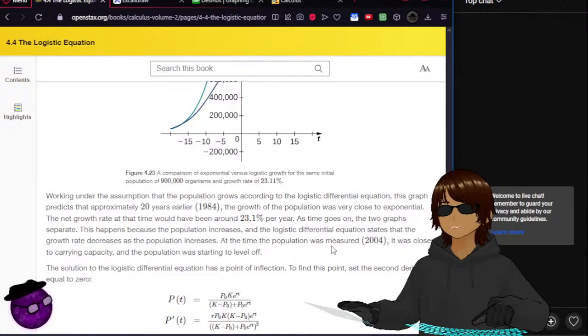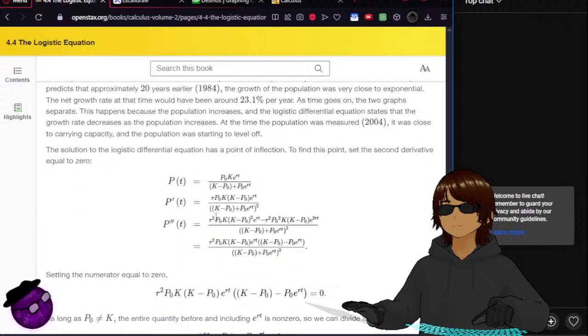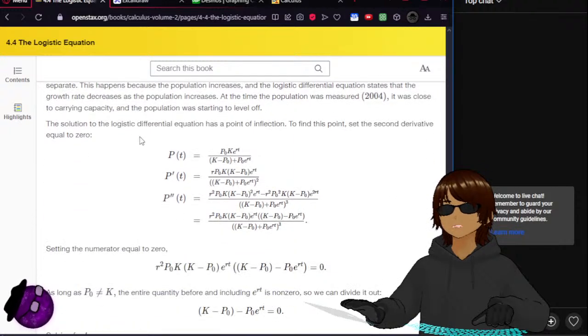At the time the population was measured, it was close to carrying capacity. The population was starting to level off. The solution to the logistic differential equation has a point of inflection. To find this point, set the second derivative equal to 0.